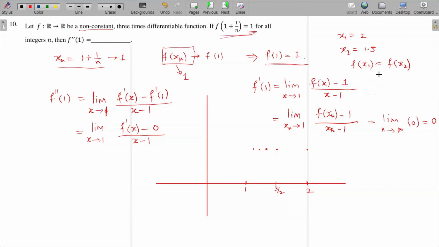The function is differentiable, so by Rolle's theorem, there is y1 between x1 and x2 such that f dash y1 will be 0.